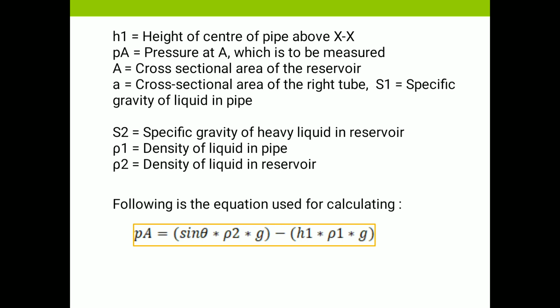So after simplification or calculations, we get the equation by which we can measure the pressure in an inclined single column manometer. The equation is PA, the pressure at point A, is equal to sin theta times rho 2 g minus H1 rho 1 g.